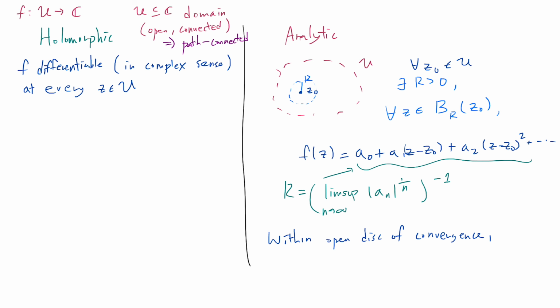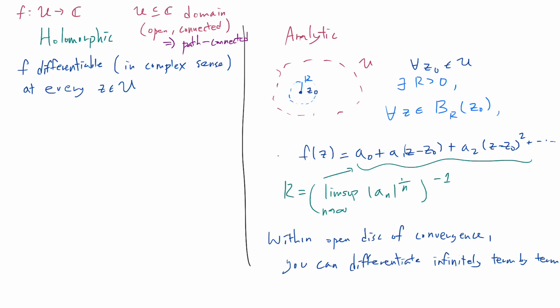So f prime of z is what you expect. You can just differentiate term by term here in the infinite sum. And you can do this infinitely within this open disk of convergence. All the derivatives converge in this open disk of convergence as well. So you can differentiate infinitely term by term.